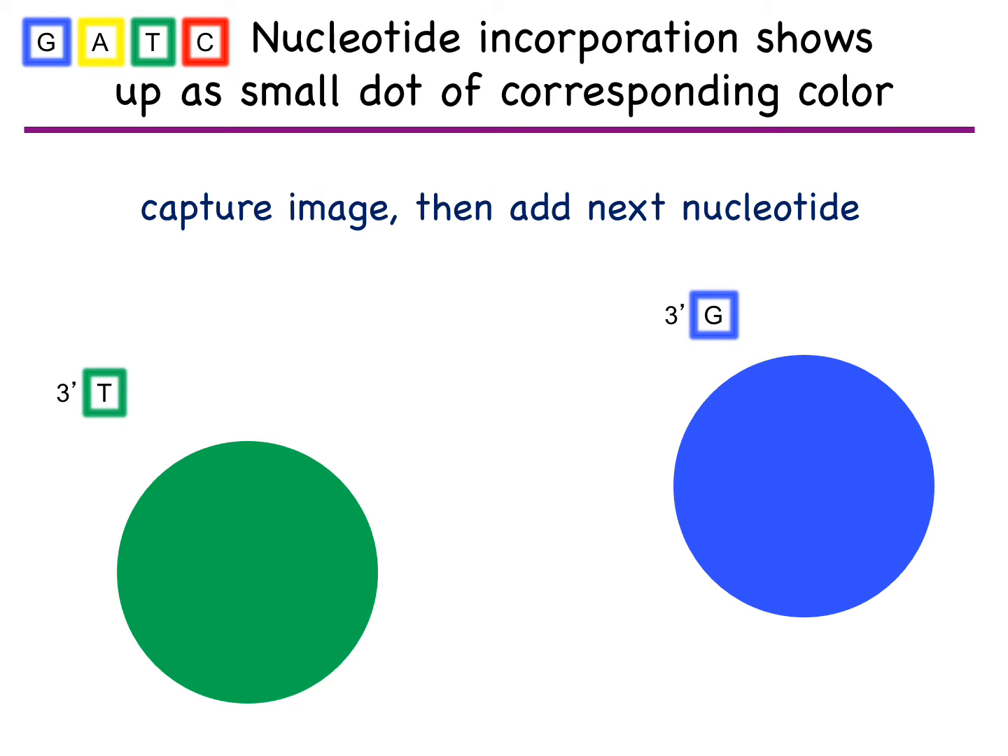And then basically what you do is after you've added the first nucleotide on there, you capture an image and then you add the next nucleotide. Okay, so in the first image, you'd be able to distinguish what base was added because you can distinguish the different bases based on their color. So the first base on the cluster at the left would be a T because that's green, and the first base added to the cluster on the right would be a G because G is blue.